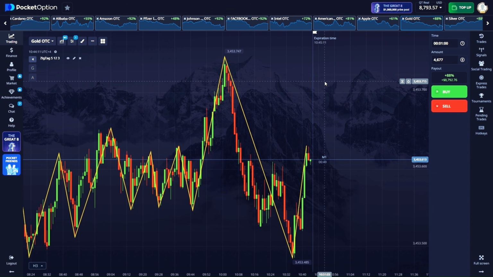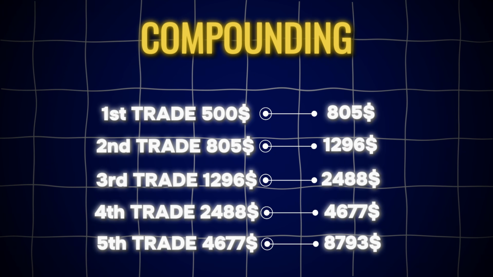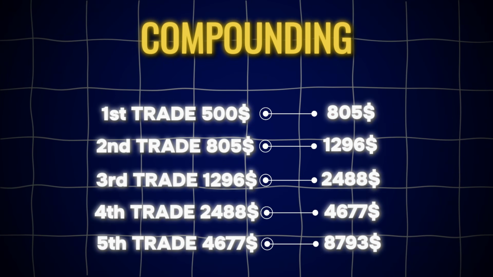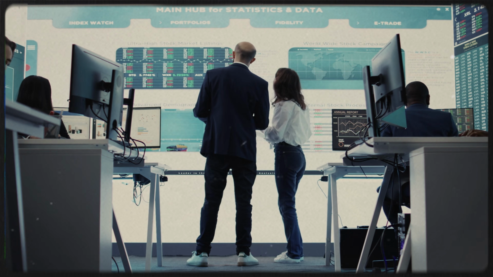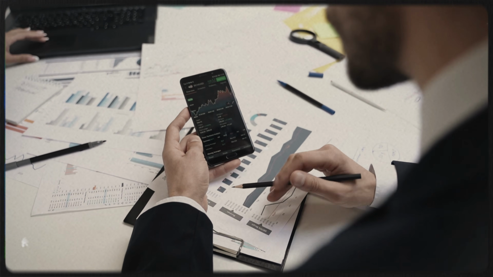I'll stop here for now. I made $8,793 using the ZigZag indicator, starting with just $500. And I've recovered all my previous losses.